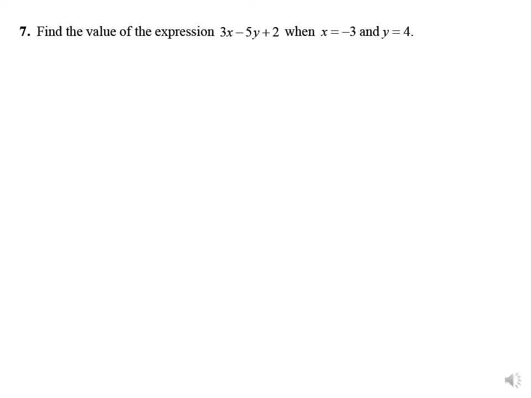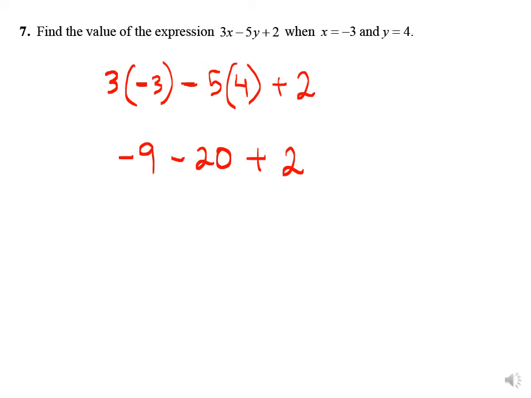So let's plug it in here. The x becomes a -3, the y becomes a 4. So it should look something like this initially when you plug it in. All right, in this case, multiplication: 3 and -3 make a -9. 5 and 4 make 20 with a minus sign in front.